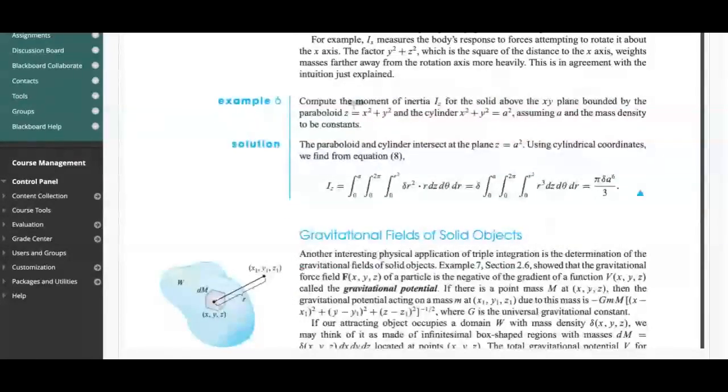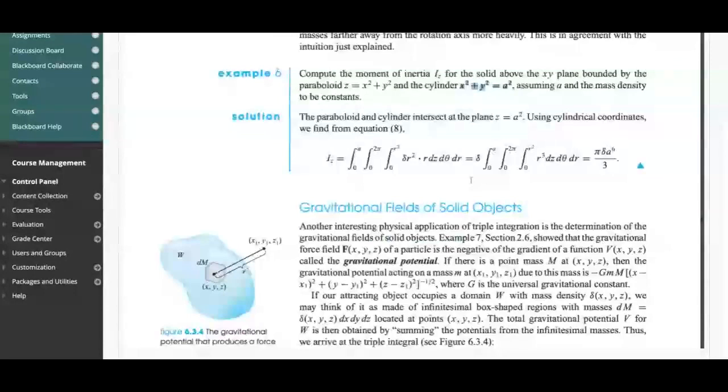This is a computed moment of inertia for z direction, for the solid above the xy plane bounded by z equals x squared plus y squared, and the cylinder x squared plus y squared equals a squared. Assuming A and the mass density to be constant. So we just follow the formula. Set up the integration, lower limits, upper limits, put inside the function as an integrand. And then we evaluate. So we get such a representation.